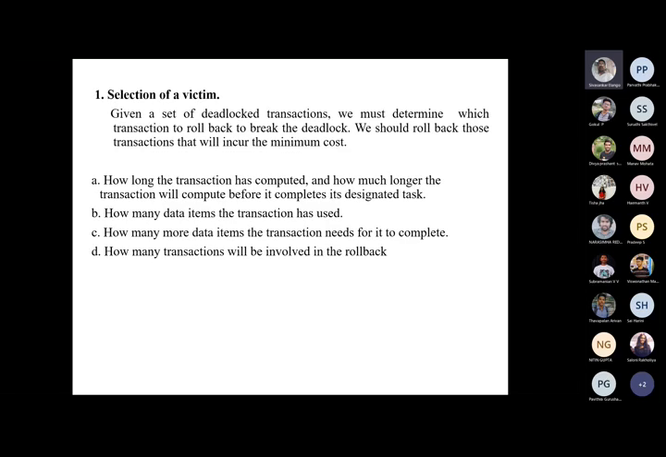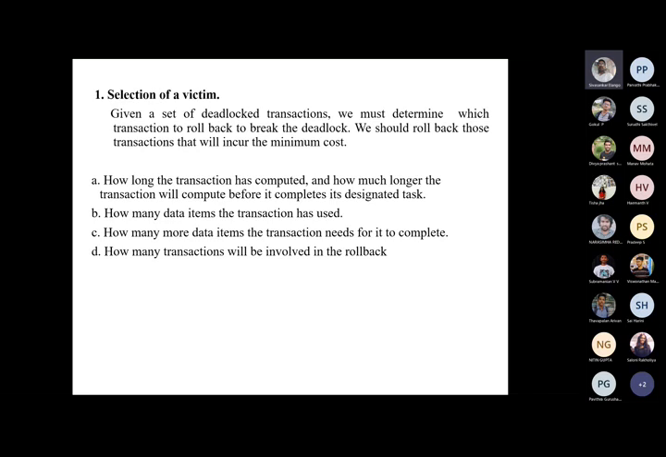The first solution is that you are going to select a victim. Given a set of deadlocked transactions, we must determine which transaction has to be rolled back to break the deadlock. So we should roll back those transactions that will incur minimum cost. You need to roll back a transaction so that you will be able to break the deadlock.